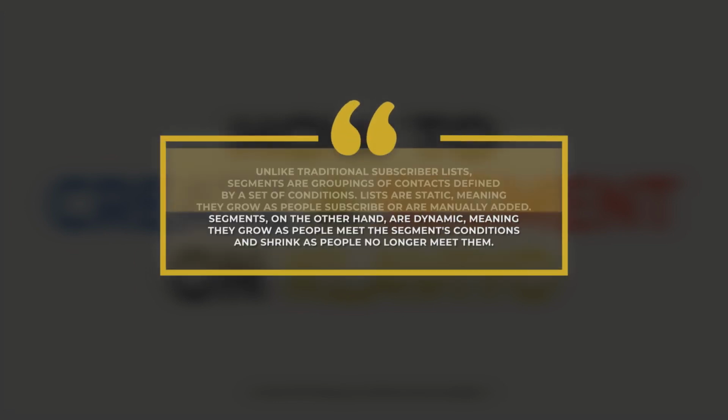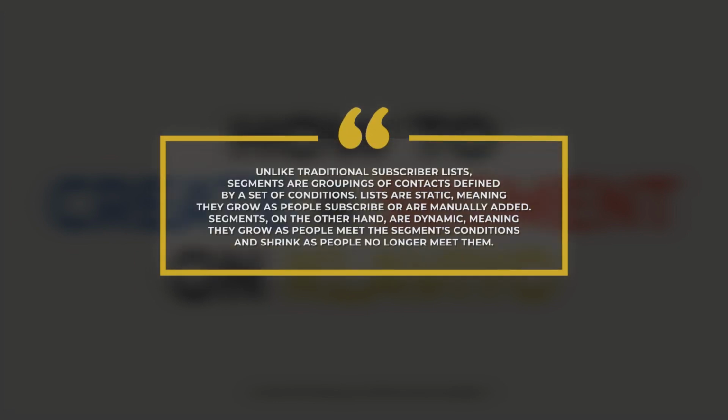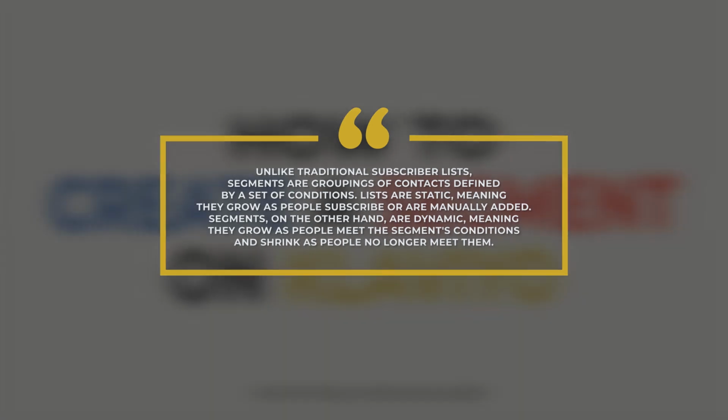Unlike traditional subscriber lists, segments are a grouping of contacts defined by a set of conditions. Lists are static, meaning they grow as people subscribe or are manually added. Segments, on the other hand, are dynamic, meaning they grow as people meet the segment's conditions and shrink as people no longer meet them.